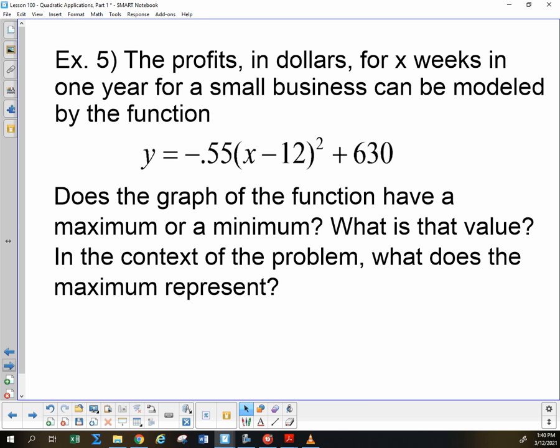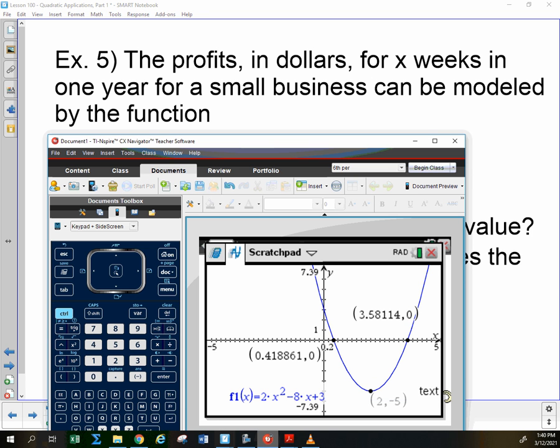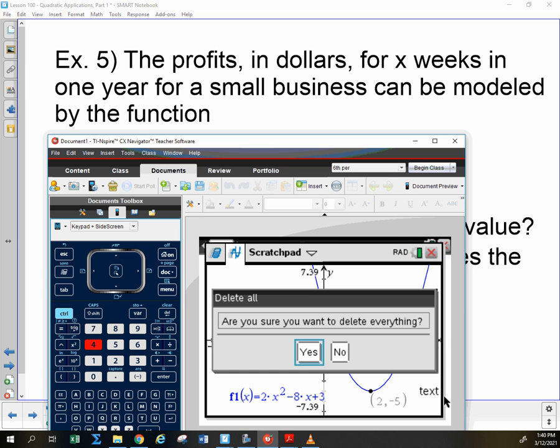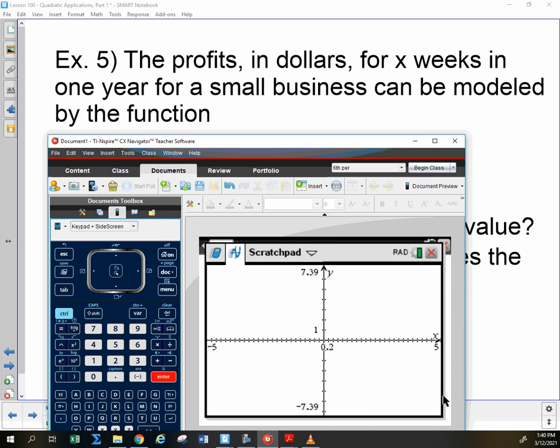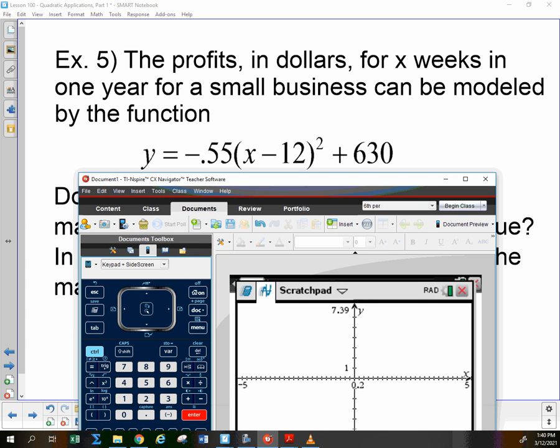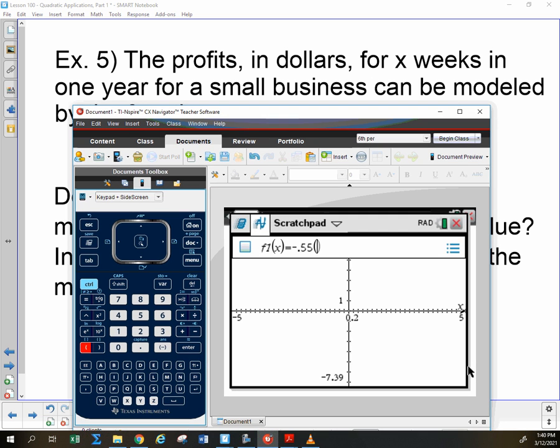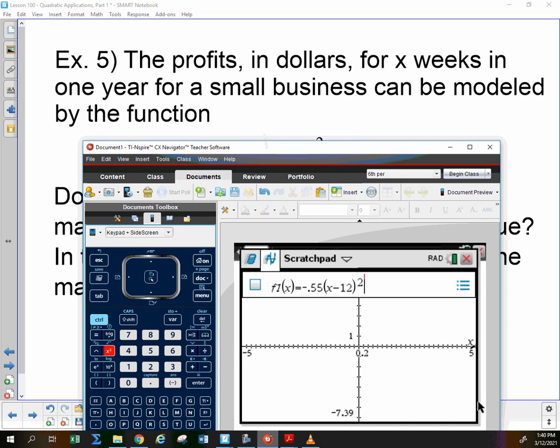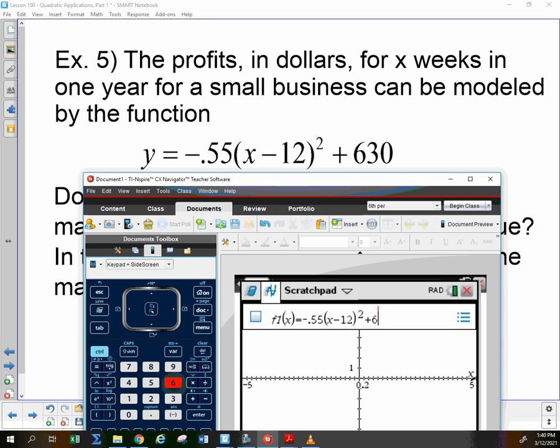So let's get our calculators here again. Once again, we need to clear them. So menu 1, 4, yes. And then we are going to type in our equation. So we need to hit tab. And this is a -0.555. Then I need my parentheses. So I go to my parentheses button. Inside the parentheses, I need x minus 12. Then I need to go outside the parentheses and square that. And then what was the other part? Plus 630. So plus 630.